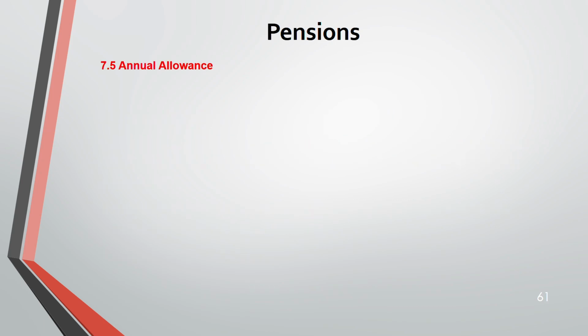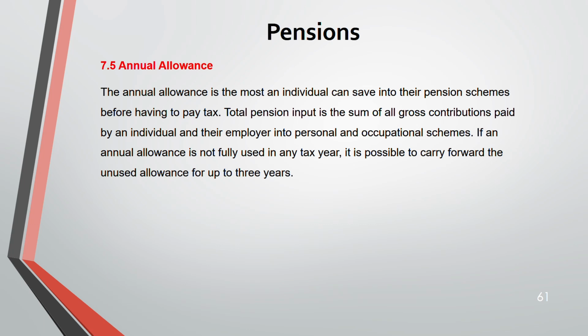Now, annual allowance. This annual allowance is the most an individual can save into their pension scheme before having to pay tax. So the total pension input is the sum of all your gross contributions, whether paid by the individual or the employer, into personal and occupational schemes. You add up all your gross contributions into both schemes by the employer and the employee. That's your total pension input. And if an annual allowance is not fully used in any tax year, you can carry forward this unused allowance up to 3 years.